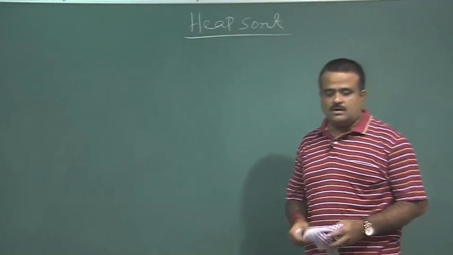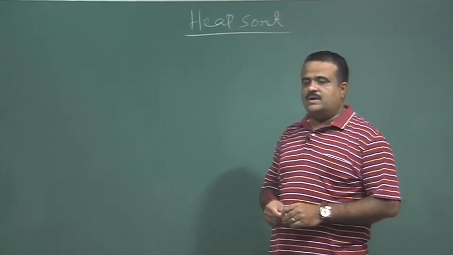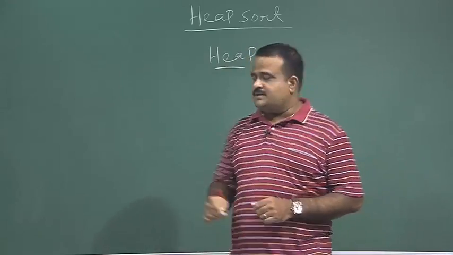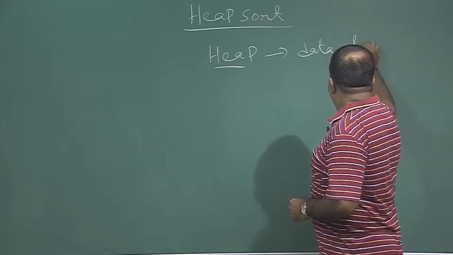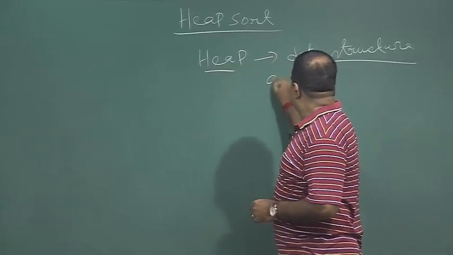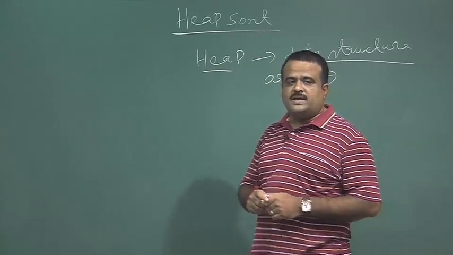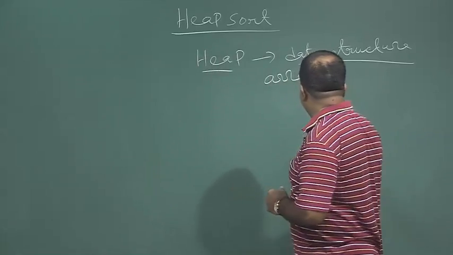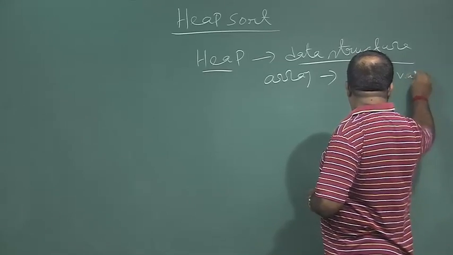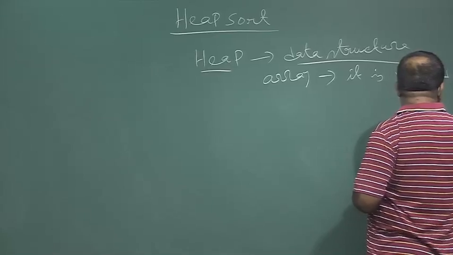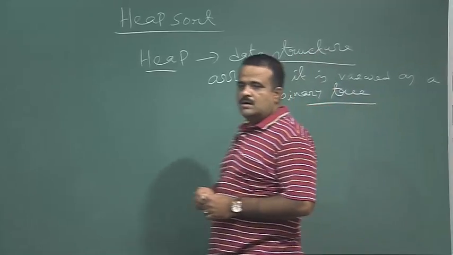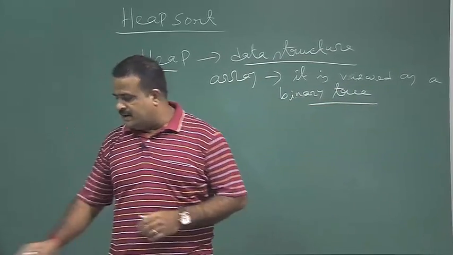Okay, so we talk about heap sort. Before that, we talk about what is heap. So heap is a data structure which is basically an array, but it is viewed as a nearly complete binary tree. So it is basically an array.